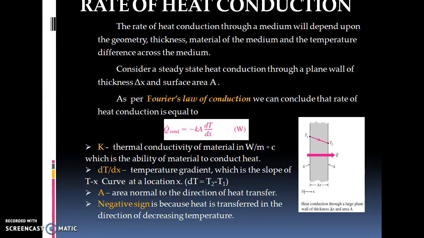Now, it is possible to quantify the rate of heat conduction using Fourier's law of conduction. Fourier is the name of a scientist. He experimentally proved that the rate of heat conduction through a medium depends upon the geometry, thickness, and material of the medium, and the temperature difference across the medium.